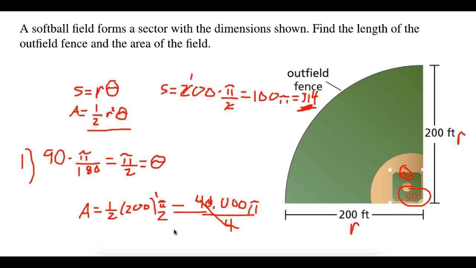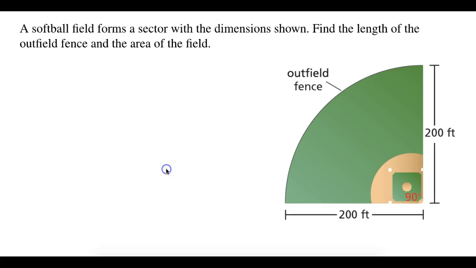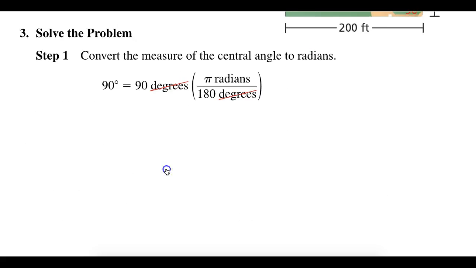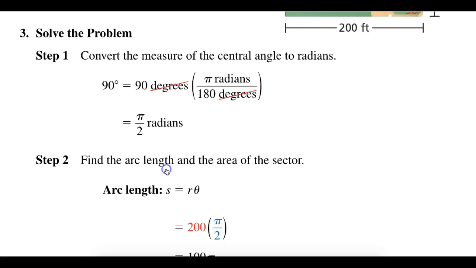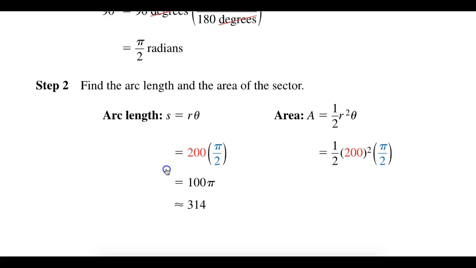Okay? So let's just check the answers right here. And we see that we get 10,000 pi, so 40,000 divided by 4 times pi, and 314 for our arc length. So very simple to go ahead and plug these in. Again, you can go back and follow along to see how we did these two.